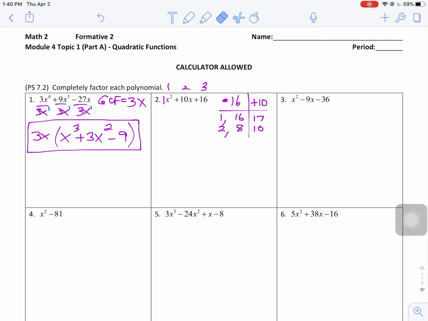So since that works, now since it's a basic trinomial, I'm ready to write my answer. X plus 2, x plus 8.